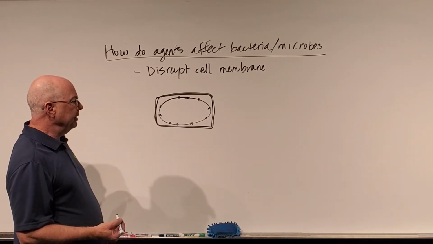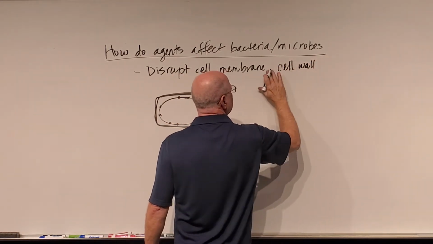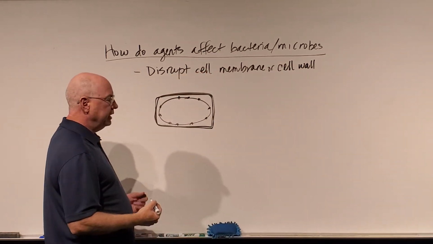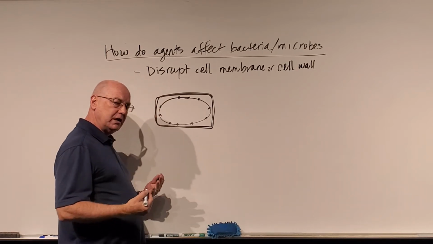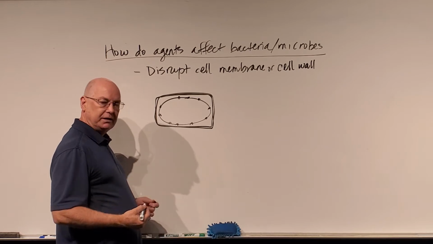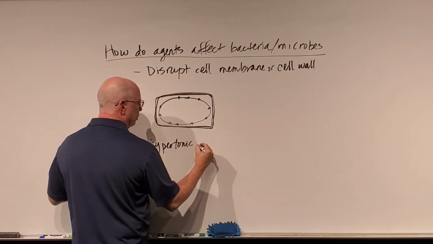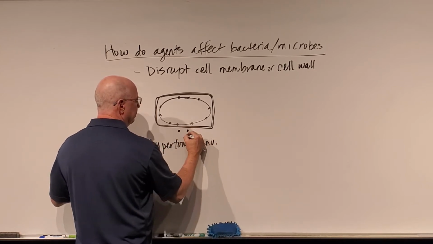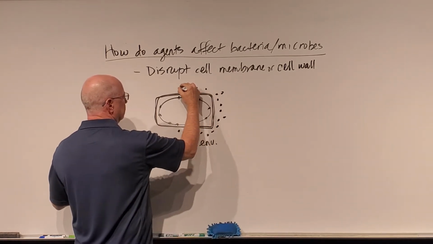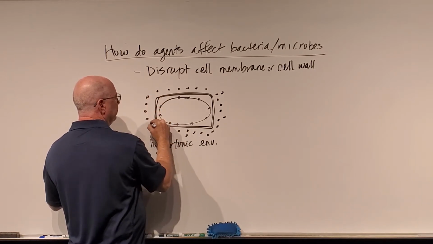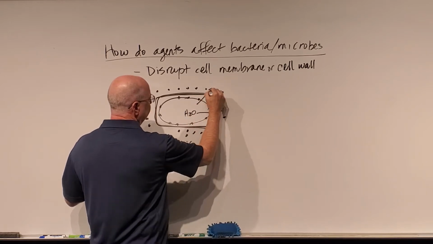So if I have something that disrupts the cell membrane or the cell wall, and those are two different things, then I can affect bacteria. For example, most cells are not tolerant of high salt, but some bacteria are. And so if I have a hypertonic solution or a hypertonic environment, and I put a lot of salt outside the cell, one of the things that can happen is we can draw all the water out of the cell by doing this.